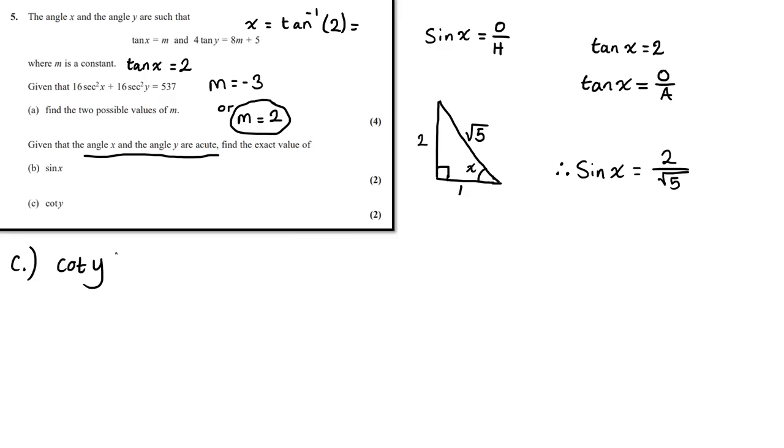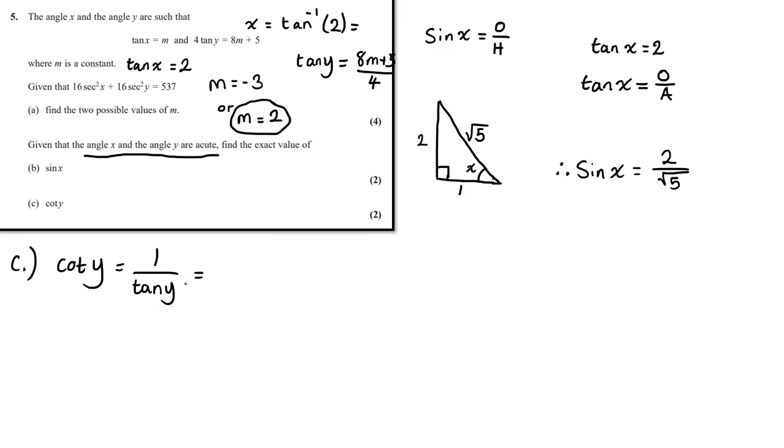Well, we know cot y is simply 1 over tan y. Okay, and we know what tan y is. So tan y is am plus 5 all over 4. And we also know what m is. We know that m is 2. Again, this is acute, so m must be 2 again here.